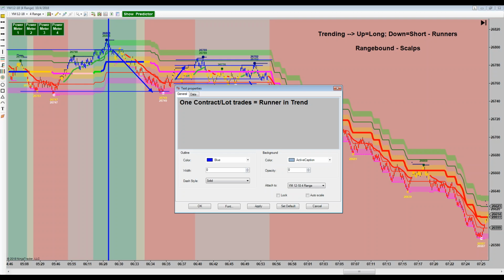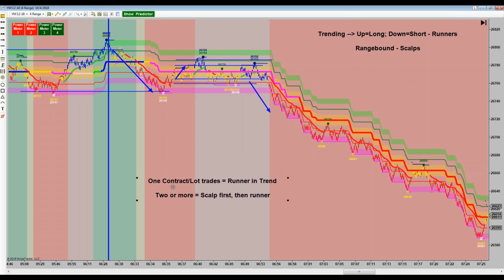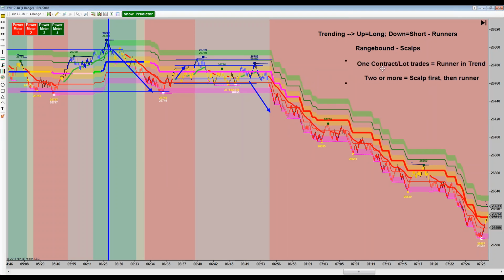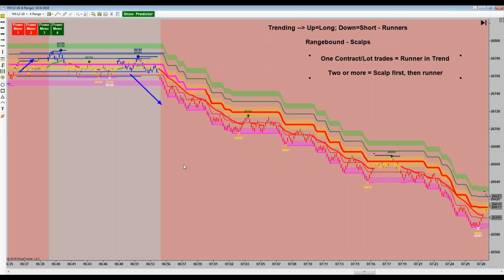Okay. Now, when you have 1, you should only do a runner. Now I'll explain that in a second. If you have 2 or more, you're going to have what's called a scalp out first, and then a runner. Okay? Let me explain. Let me put that one down here. I'll just put it back up here so we can track what we're doing. There we go. Let me blow this up real good so you can totally see what's going on. All right, here we go.